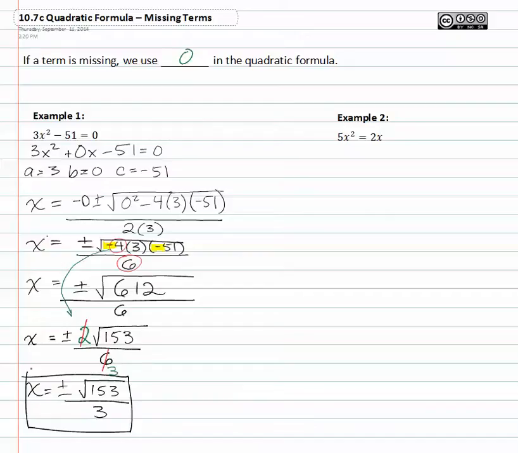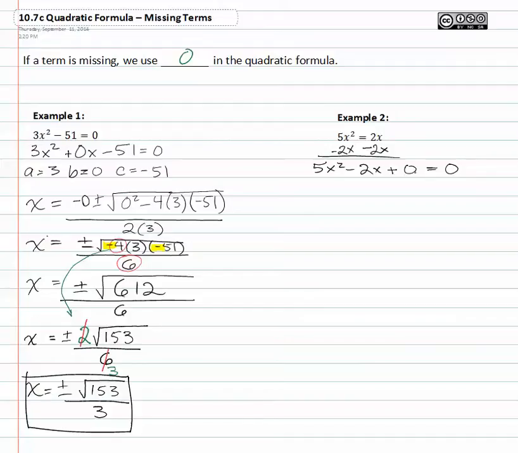Let's look at example 2. We've got 5x squared is equal to 2x. We need to set it equal to 0 because it's not currently set equal to 0. By subtracting 2x from both sides, we get 5x squared minus 2x plus 0 is equal to 0.